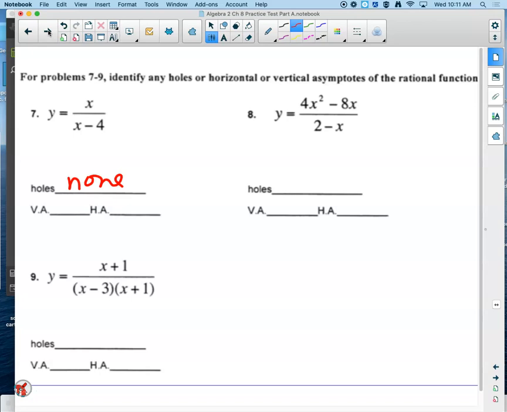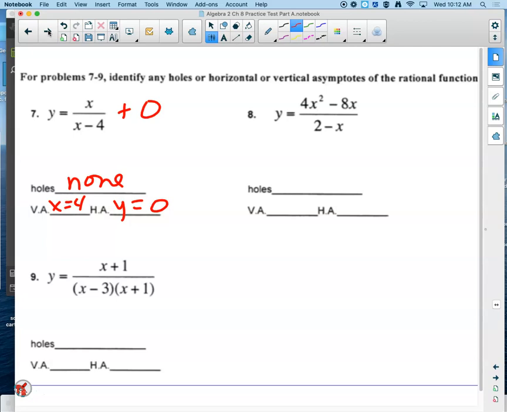Vertical asymptote, where will that be? And what's the equation you're going to write down? X equals 4. Remember, these are equations for lines. All right, how about the horizontal asymptote? Right. Y equals 0. There it is.